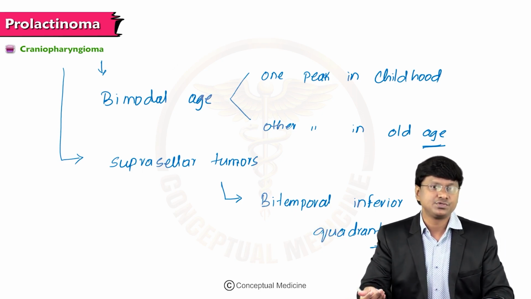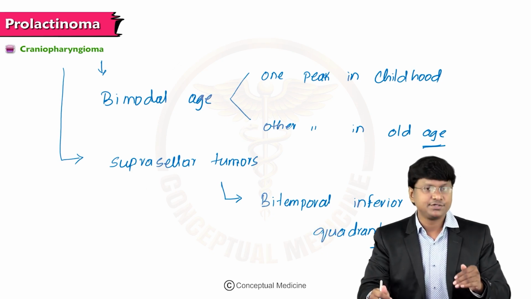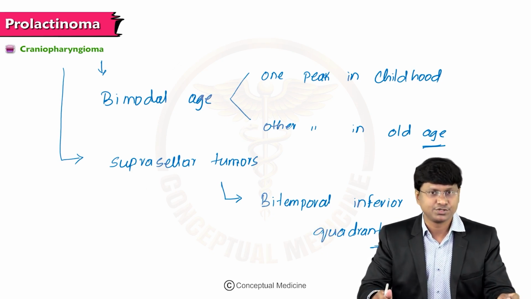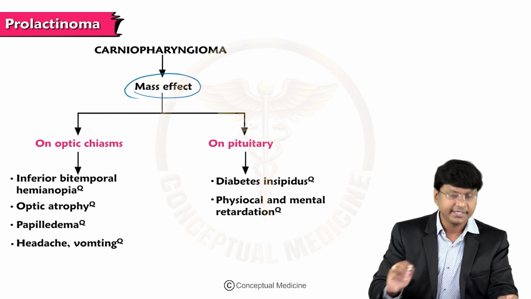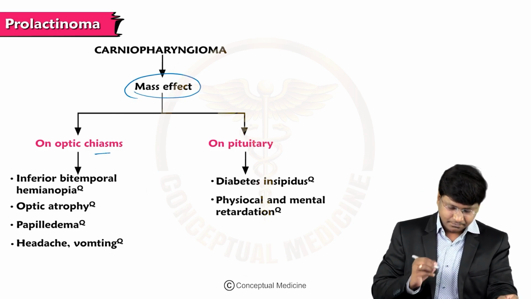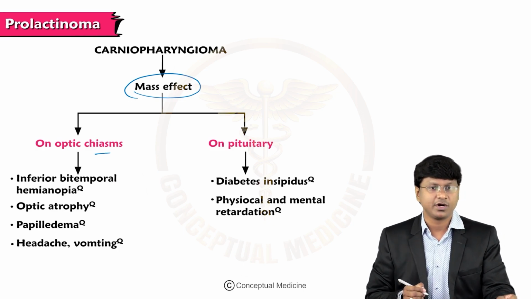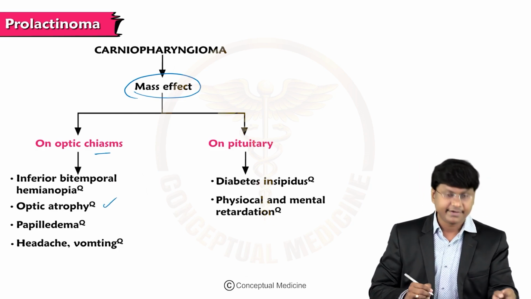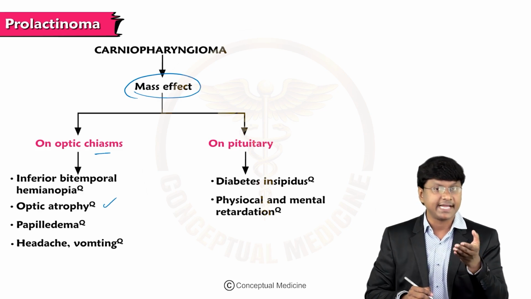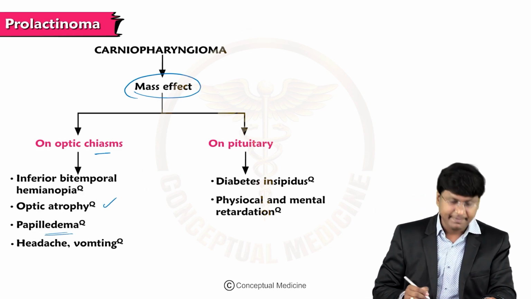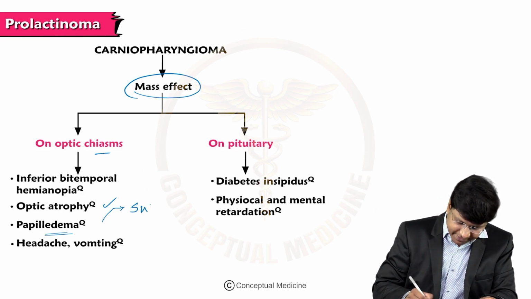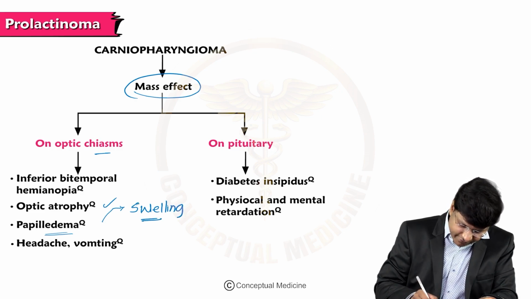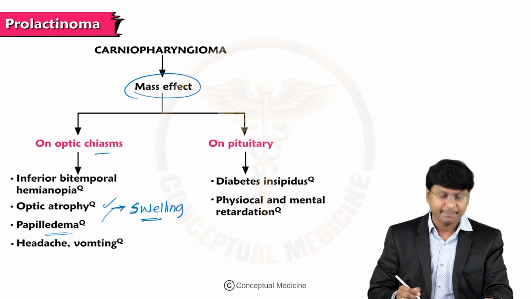And what is your craniopharyngioma? Craniopharyngioma is mainly the tumor originating from your Rathke's pouch, that is from near your hypothalamus. So mainly you will have only mass effect in the craniopharyngioma on the optic chiasma, so that is bitemporal inferior quadrantanopia. And because of raised pressure, there can be optic atrophy and also papilledema. So what is this papilledema? It is the swelling of the optic disc. Right? So swelling of this particular optic disc is nothing but your papilledema.